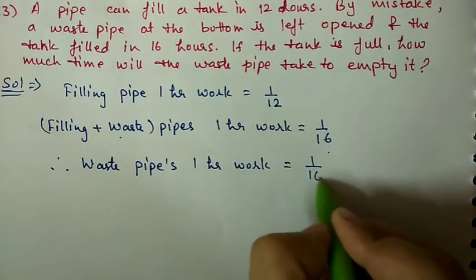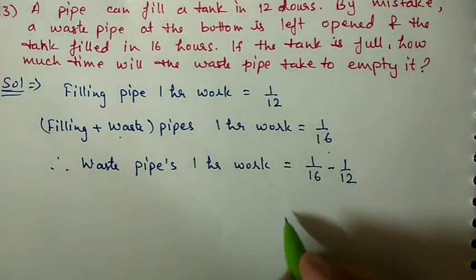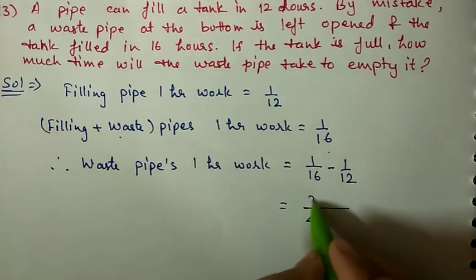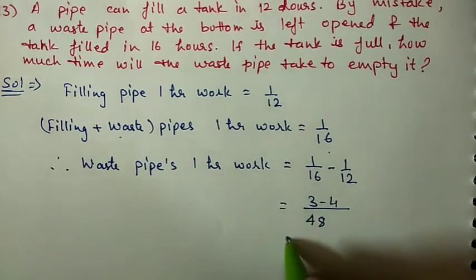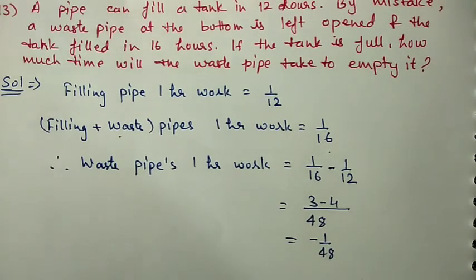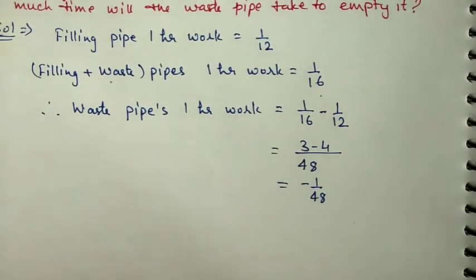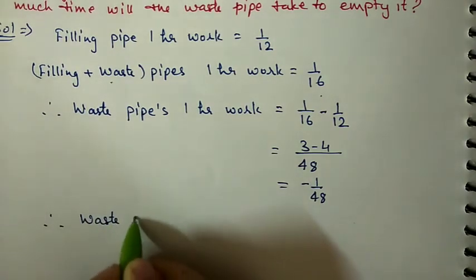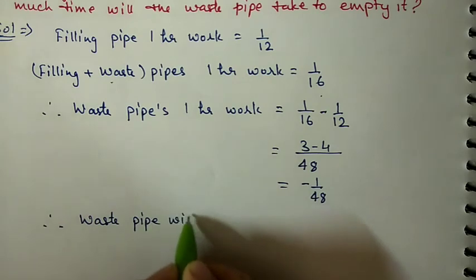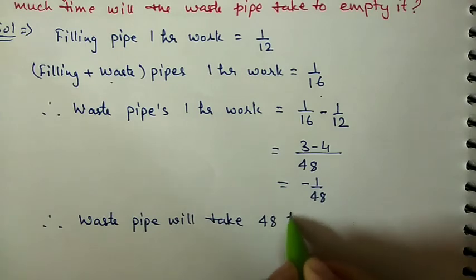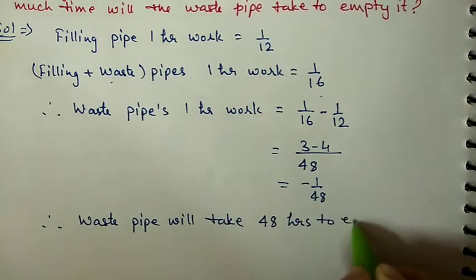Together their work is 1 by 16 minus 1 by 12. Take LCM, 48, 16 3 and 12 4. So we will get here minus 1 by 48. Here the minus sign is indicating the waste pipe because water is going outside. So we can ignore this minus symbol. Therefore the waste pipe will take the reciprocal, which is 48 hours to empty it.